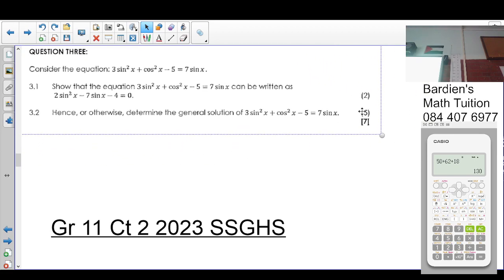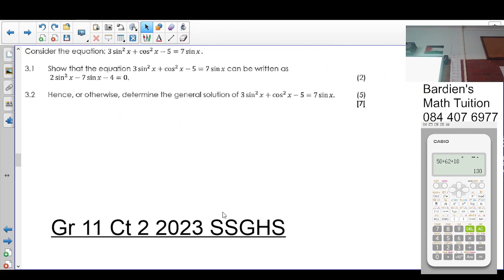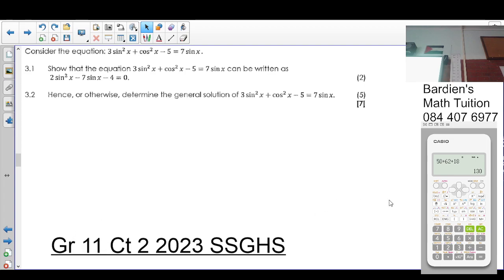People, question 3. We are told, consider the equation 3 sine squared x plus cos squared x minus 5 is equal to 7 sine x. Show that the equation can be written as... What do you notice about this, people? They are sines only. Again, we can't use that in our calculation, so we must end off of that.